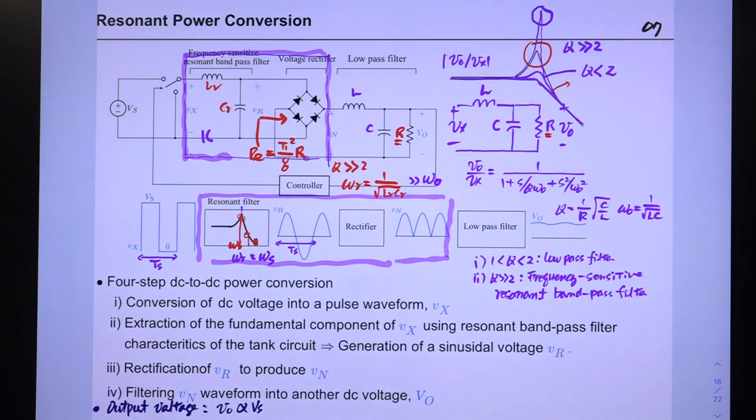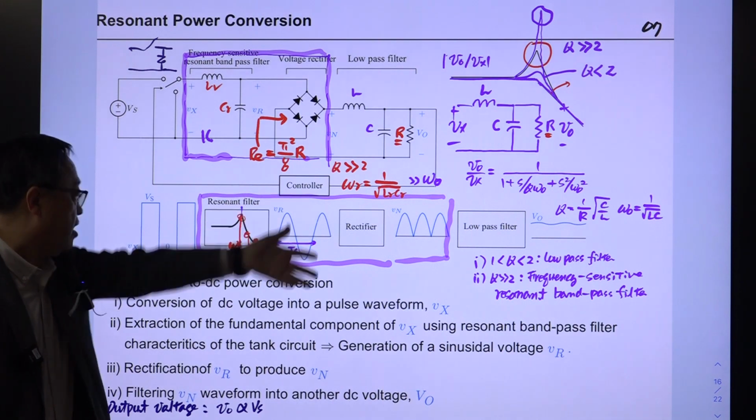An SPDT switch is a combination of an active switch, for example this MOSFET, and a diode. This pair, the combination of this active switch and diode, is called the SPDT switch. Its switching action provides this, and this is fed to this high Q frequency selective resonant bandpass filter. Then only the fundamental component will be passed through, and will be rectified.